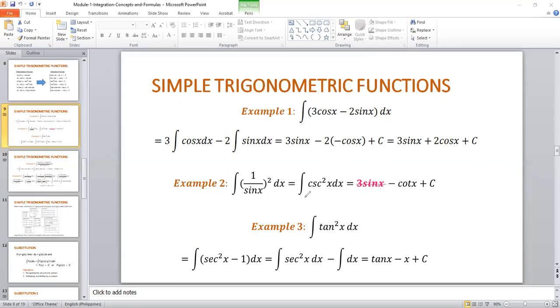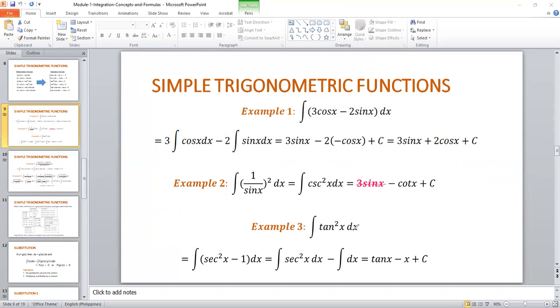The integral of cosecant squared x has the answer negative cotangent x. Why? Because if you differentiate a cotangent, the answer is negative cosecant squared x. So it being negative, that makes it positive. This one that you see is a correction made in class, so that is why there is a horizontal line striking it out. So the integral of 1 over sine x quantity squared is negative cotangent x.